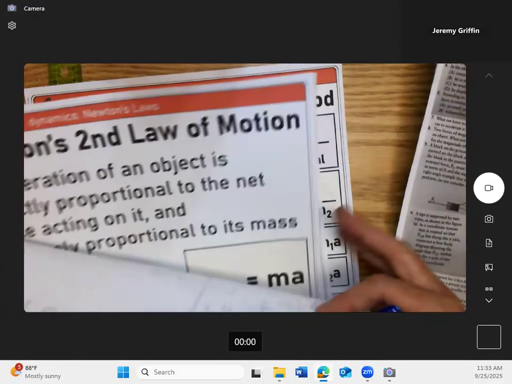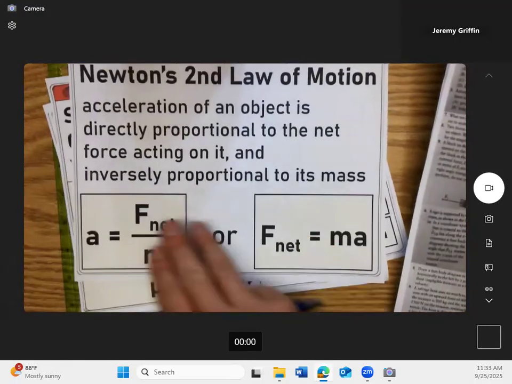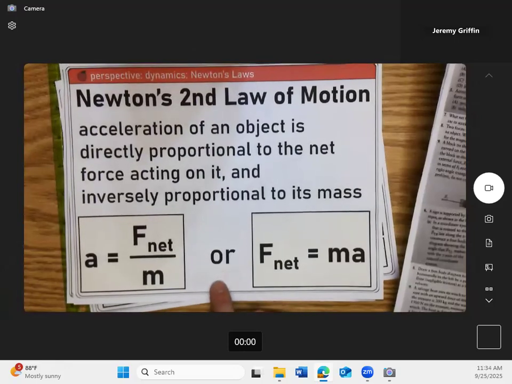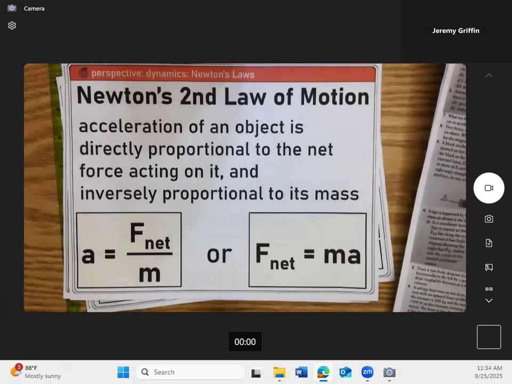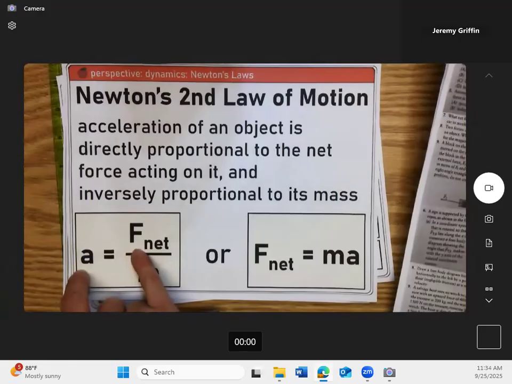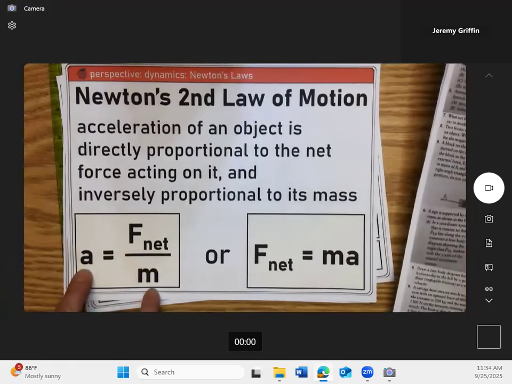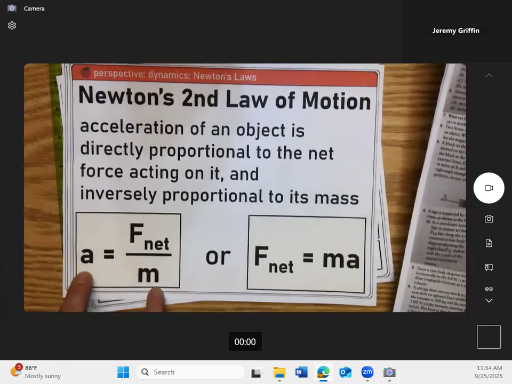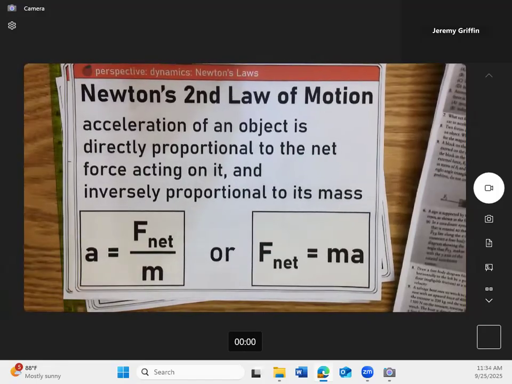So net force, just here it is. If it's not, okay. All right, so guys, recap. Newton's second law of motion tells you how something accelerates. The acceleration is directly proportional to the net force. So guys, if you triple the net force, do you triple the acceleration? Yep. But also, the acceleration is inversely proportional to the mass. So if you triple the mass, what happens to the acceleration? It's 1/3 as much. It's smaller, isn't it?